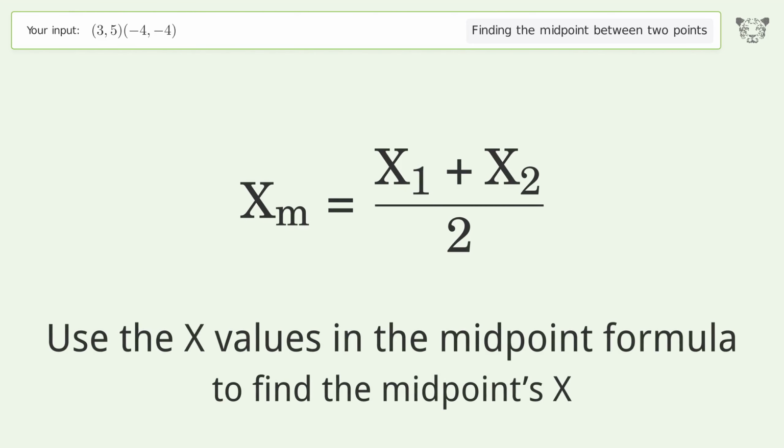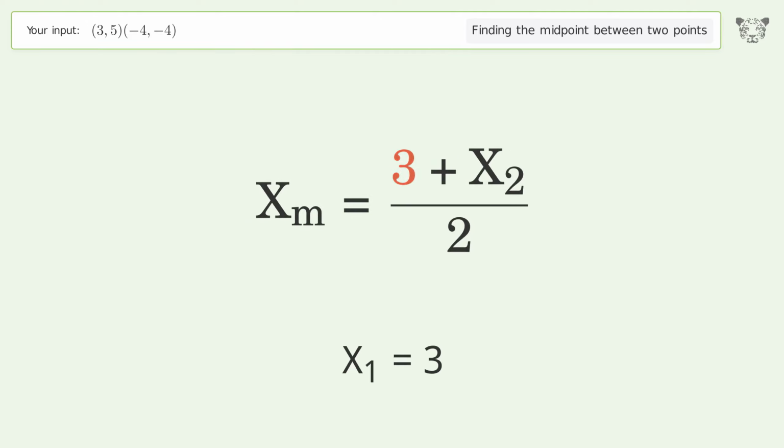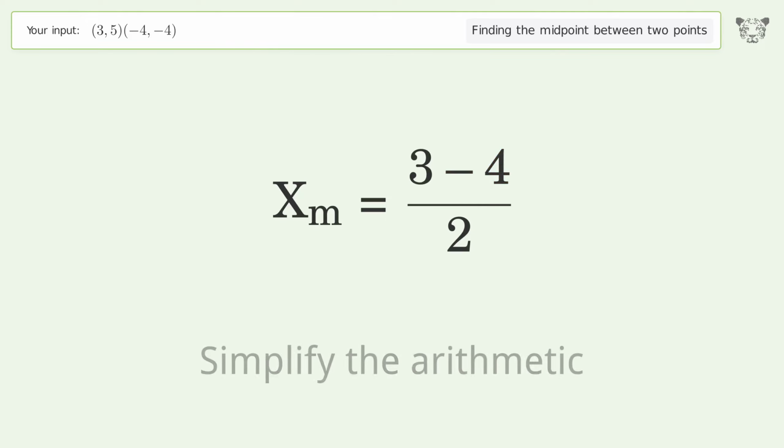Use the x values in the midpoint formula to find the midpoints x. x1 equals 3. x2 equals negative 4. Simplify the arithmetic.